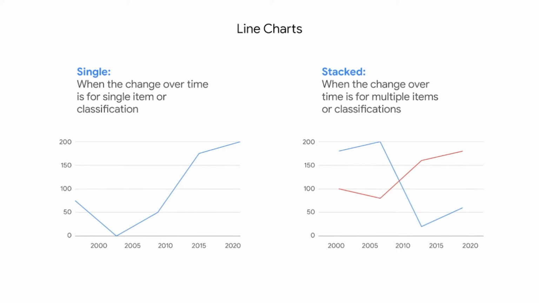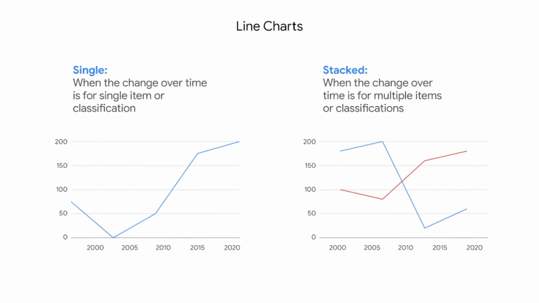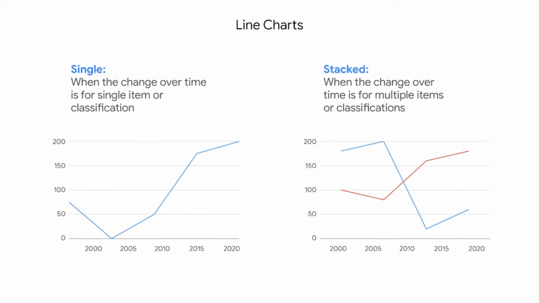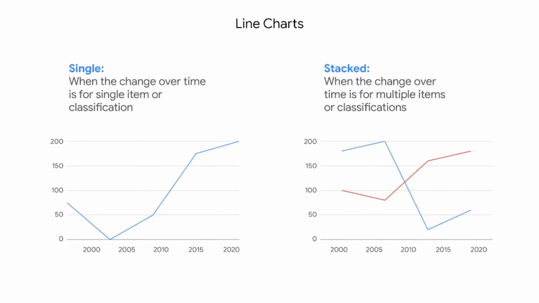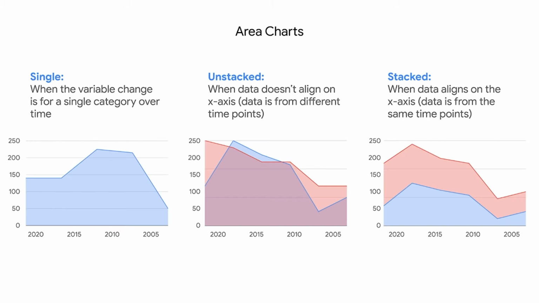If your data shows how a metric changes over an extended period of time, you can use a line chart. In line charts, individual data points for a changing variable are connected with a continuous line. A line chart can be a single line chart showing one metric changing, or stacked line charts to show two or more metrics changing. An area chart represents data in the same way as a line chart, but with the space under the line filled in to form a visual area. Area charts can be single, unstacked, or stacked.